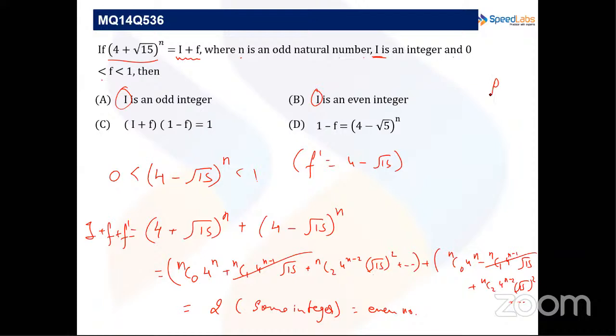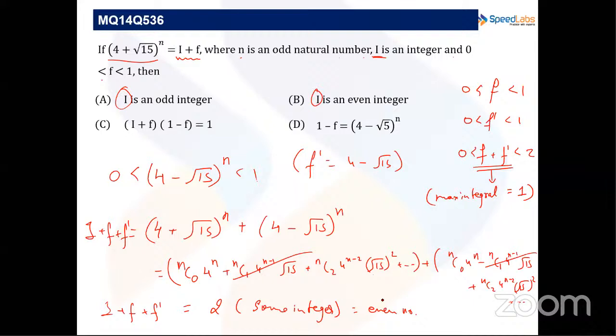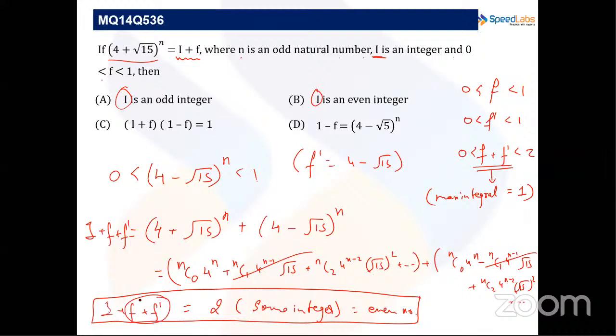Now here, see, f lies between 0 and 1. f dash is also lying between 0 and 1. So f plus f dash should lie between 0 and 2, so the maximum integral value it can have is 1. And since I plus f plus f dash is some even number, that is, an integer value, this implies f plus f dash should be equal to 1. This implies I plus 1 is an even number, so I should be an odd number. So our option A is correct.